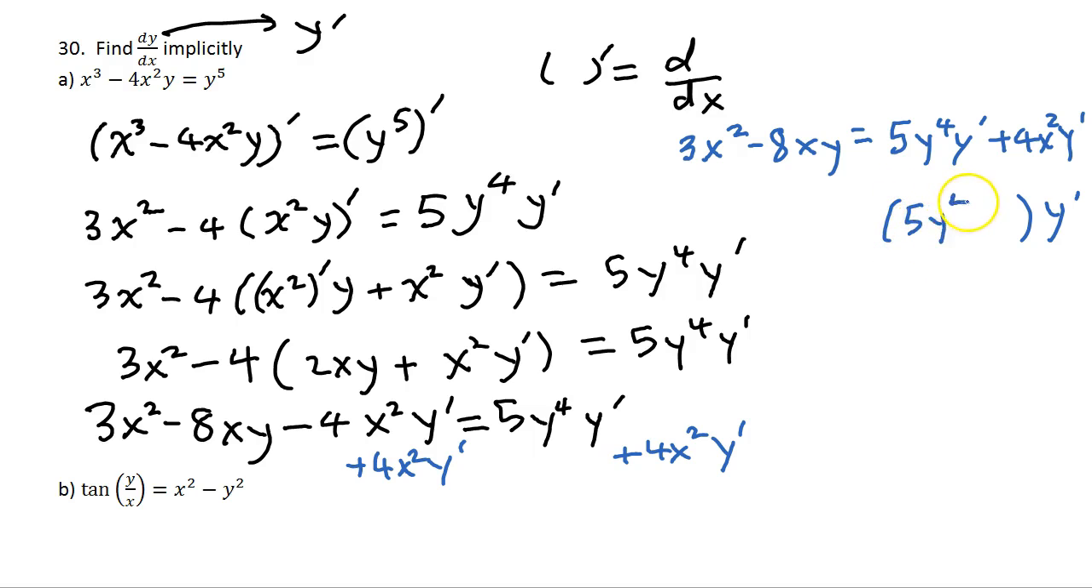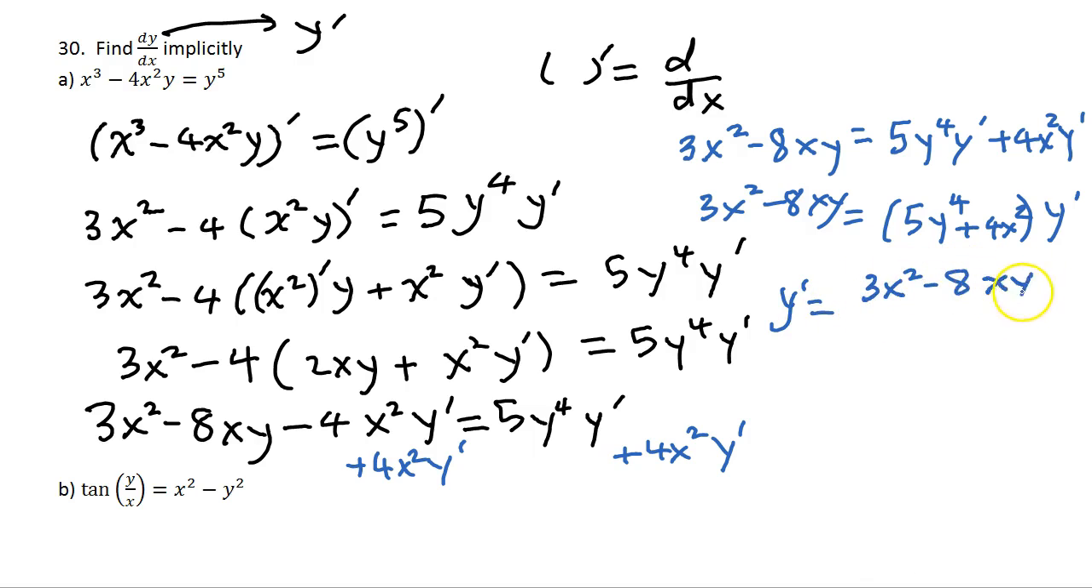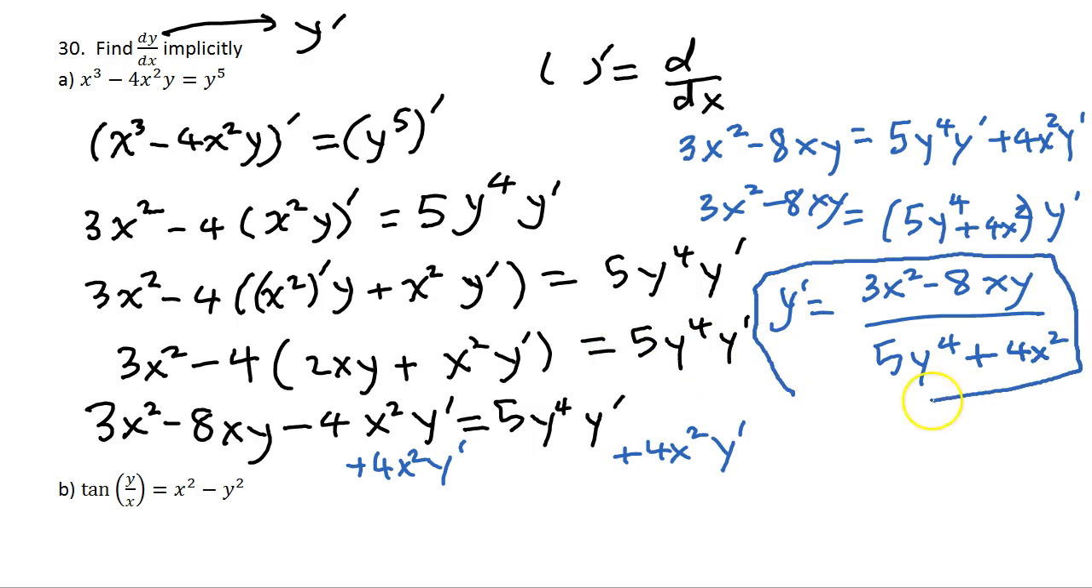And whatever you get is something that you can divide with. Let me rewrite this again. It's something that you can divide with. (5y to the fourth plus 4x squared) y prime equals 3x squared minus 8xy. So if I divide both sides by this thing, I end up with y prime equals (3x squared minus 8xy) over (5y to the fourth plus 4x squared). So that's the final answer. This is the answer that you want to write down.